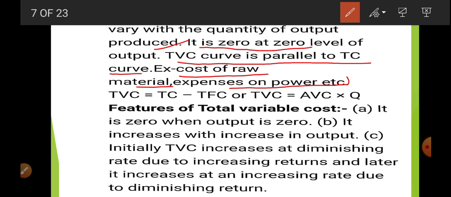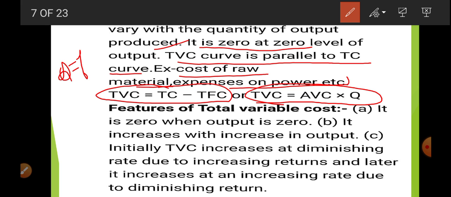Now TVC, how can we calculate it? So TVC is TC minus TFC, or AVC multiplied by Q. These are the two equations we use to calculate TVC. And TVC is what? When we write the equation, Q is a function of L and K. K we had already learned. So whatever payment is done to the variable factor, that is known as total variable cost. Okay, and this is the equation.